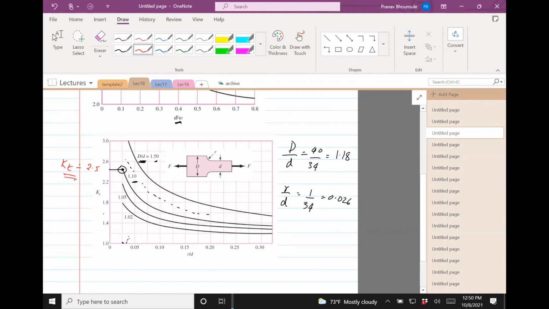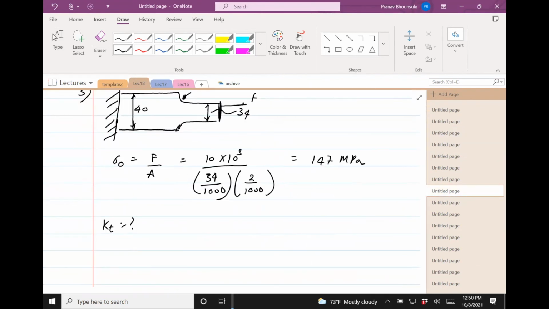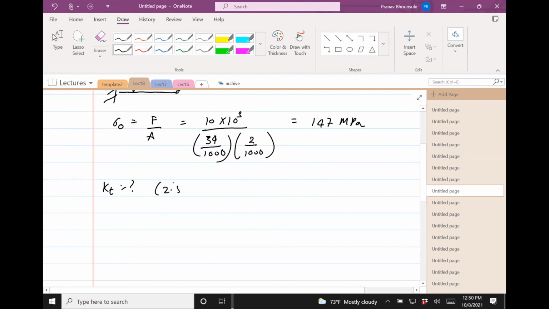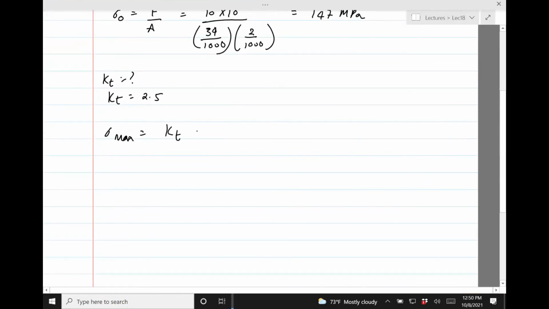So I got KT equals 2.5. I go back to the problem and put in the value 2.5. Then I need to find sigma max, which is KT times sigma 0. So it's 2.5 times 147, and that comes out to be 368 MPa.